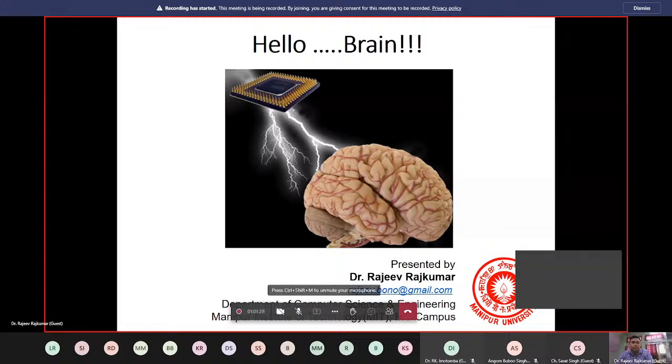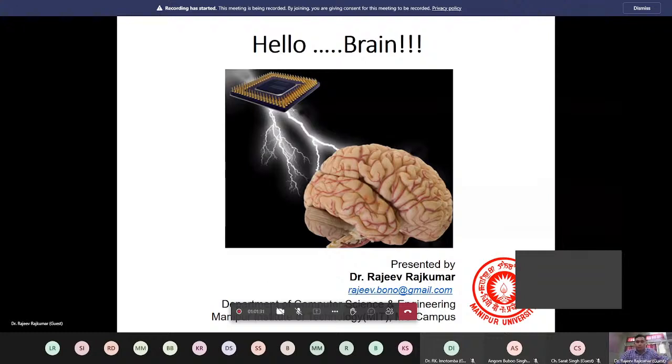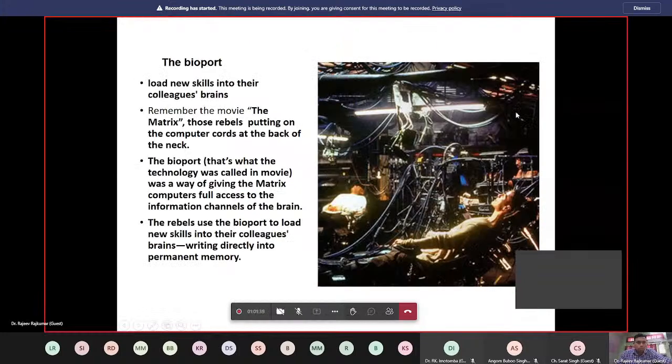So here, I think everyone is familiar with a movie called The Matrix. In The Matrix, some computer code is inserted into the back of the neck of each person, called a bioport. In this movie, they put all the information, with full access to all the information channels of the brain. The characters use the bioport to load new skills into their colleague's brain, writing directly to it. So they access directly from the brain to the machine, something like that.